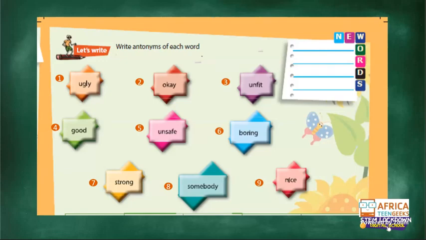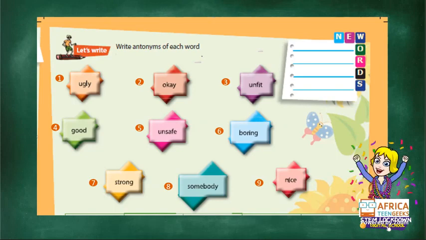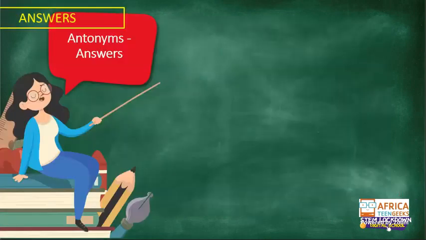Somebody. Me. Nice. Mean. Okay, what did you say for somebody? Somebody? Me. Somebody, nobody. Okay. Somebody, me. Oh, yeah, that could work. Somebody, me, or somebody, nobody. Well done. Clapping for you. Okay, let's check again if you didn't get those.